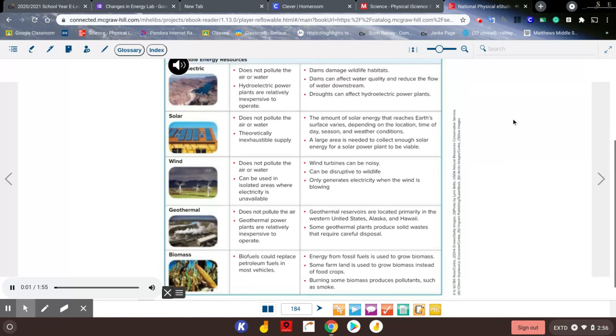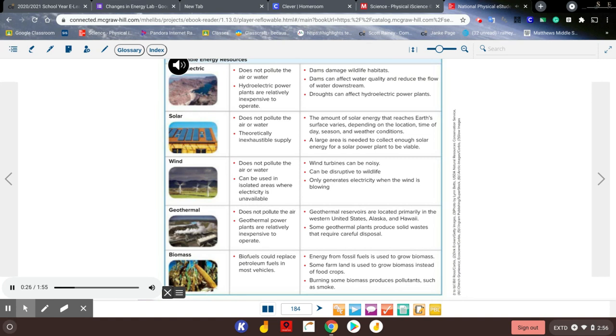Renewable energy resources. Hydroelectric. Advantages: does not pollute the air or water. Hydroelectric power plants are relatively inexpensive to operate. Disadvantages: dams damage wildlife habitats. Dams can affect water quality and reduce the flow of water downstream. Droughts can affect hydroelectric power plants.